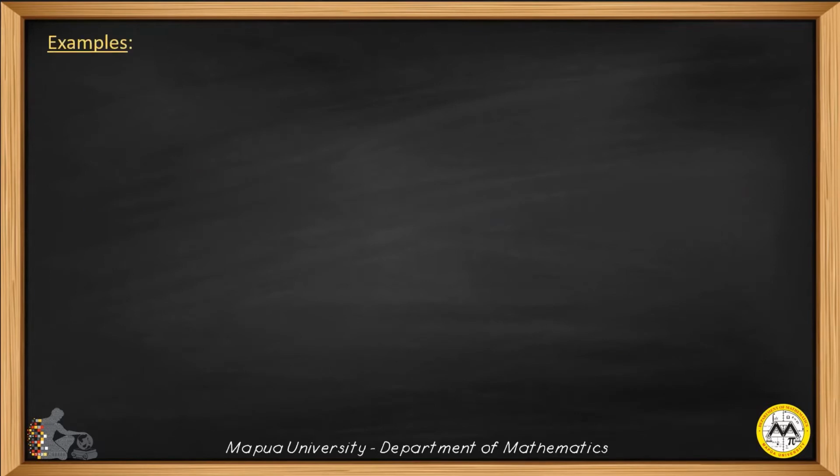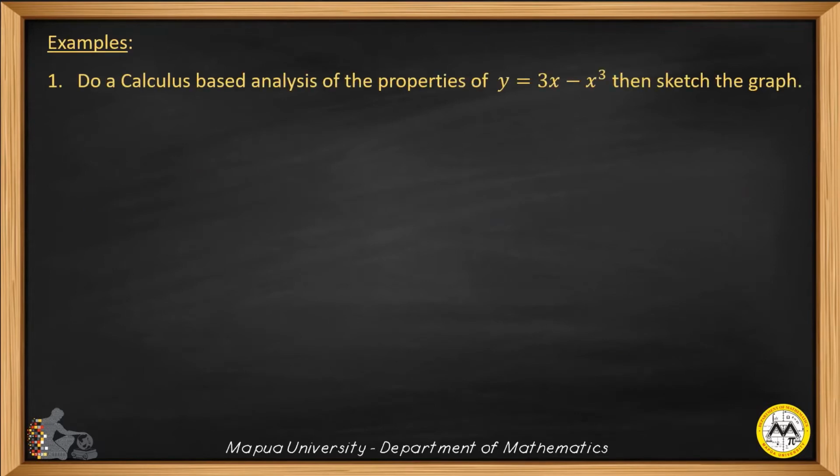Okay, let us work with some examples. Our first example will be to do a calculus-based analysis of the properties of the function y is equal to 3x minus x cubed, and then use this to sketch the graph of the function. Now here we are given a polynomial function. y is equal to 3x minus x cubed.